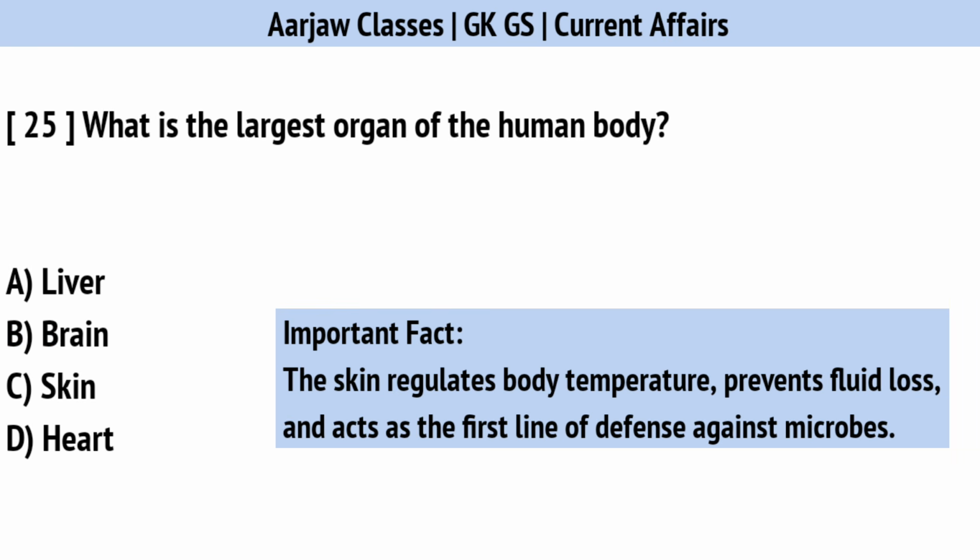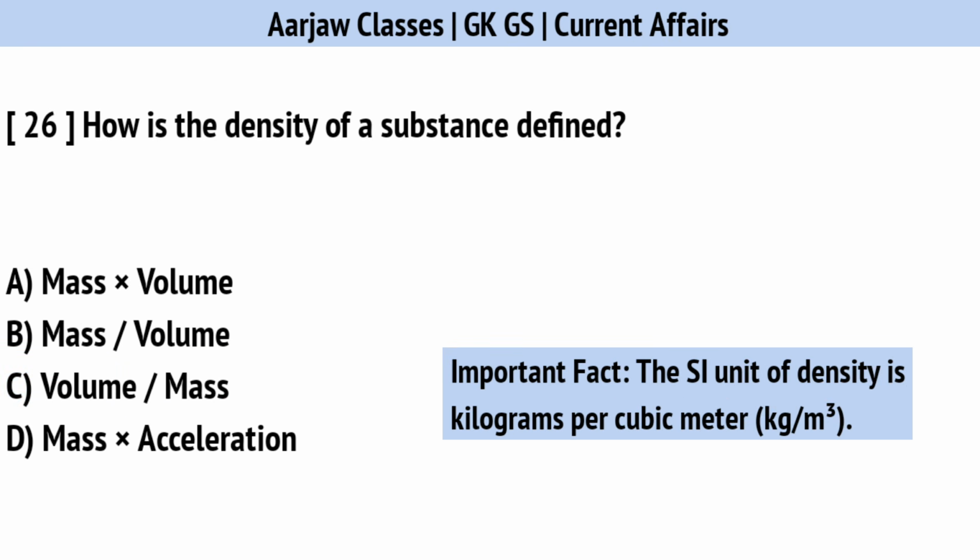What is the largest organ of the human body? Right option is C, skin. How is the density of a substance defined? Correct option is B, mass upon volume.